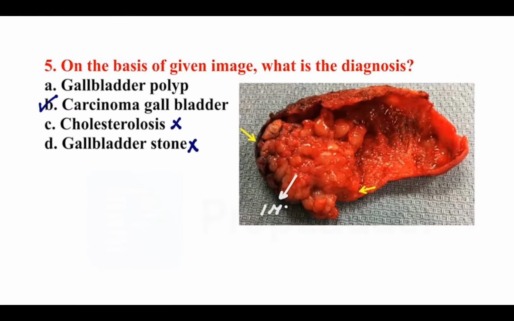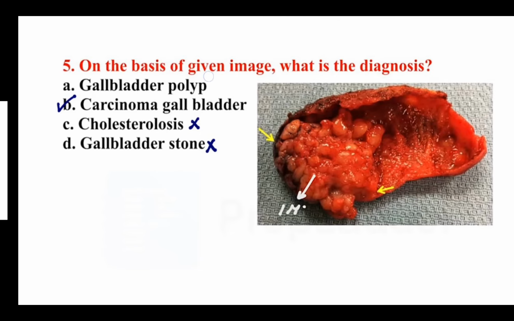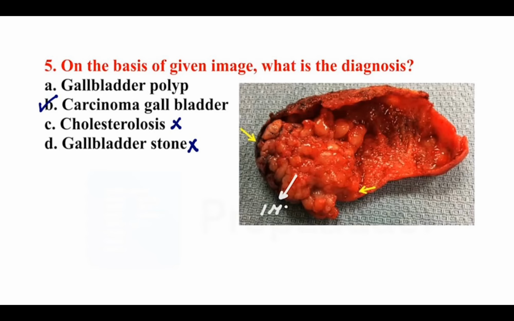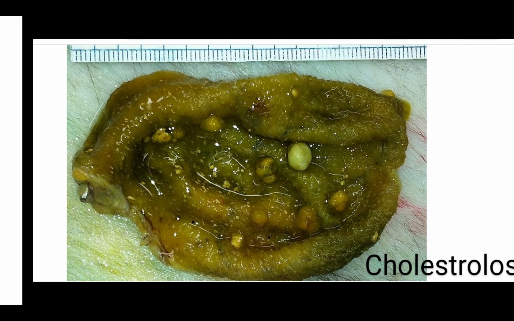Next image we have is of carcinoma gallbladder. Basically, in the two we will get confused whether it is polyp or whether it is carcinoma. How will we differentiate? See, in the polyp we will have the margins defined, but here the margins are not defined. See, here the mass is extending beyond the margins, so it is the case of carcinoma.